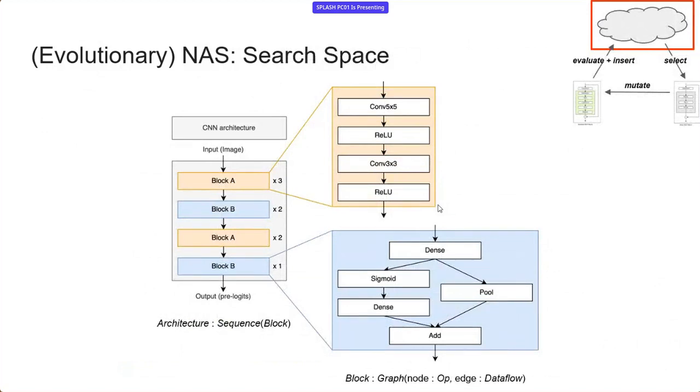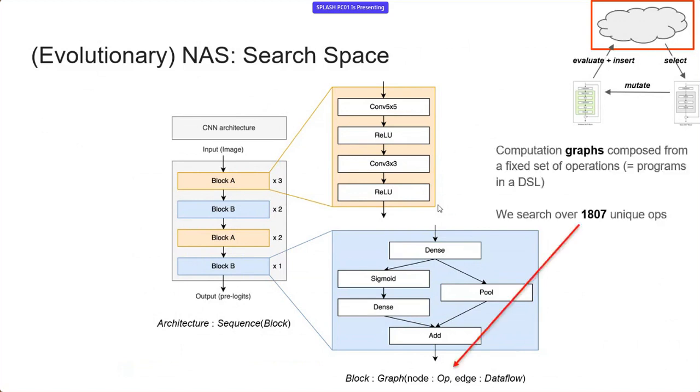And I want to start first with the search space, because that's probably the most important part of this whole thing. We're going to be representing architectures over here on the left as a sequence of blocks. So here you have a CNN, and it's got 3 copies of block A followed by 2 copies of block B and so on. And then on the right, you see that each block defines a different graph computation. The nodes in this graph are just neural network operations, and the edges are the data flow relationships.